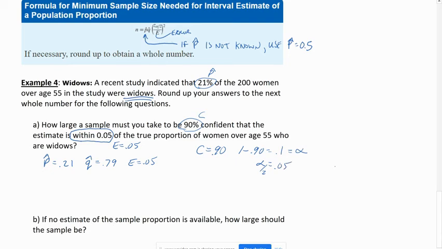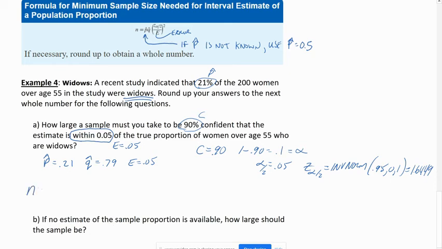So this is going to be just like the last one we did. Our z sub alpha over 2 is going to be inverse norm of 0.9501, and that turned out to be 1.644. When we did it in the last one, it was 1.6449. Okay, so that is our z sub alpha over 2, and so now we have everything we need.